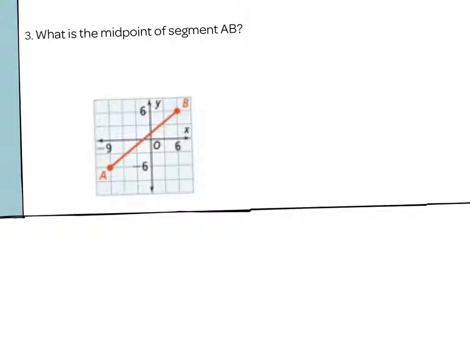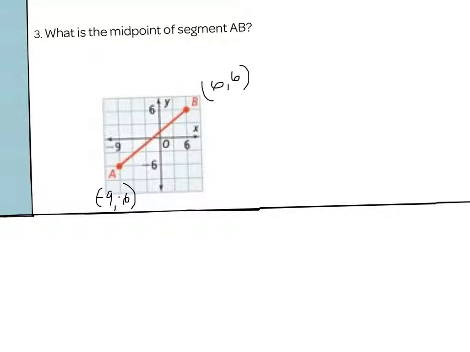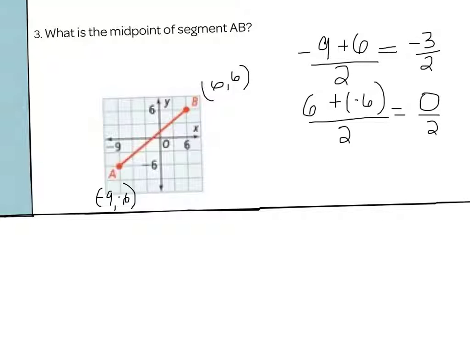So let's first figure out the points A and B. Now if we look at the coordinates, A is at -9, -6, and B is at 6, 6. So I want to now add the x values and divide by 2. I'm going to do the same thing with the y values. Now I have both coordinates of the midpoint, the x and the y.